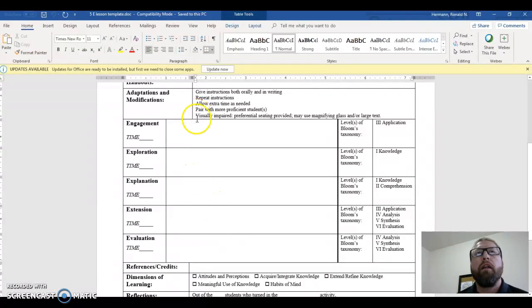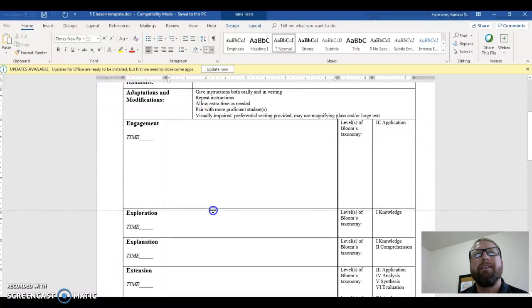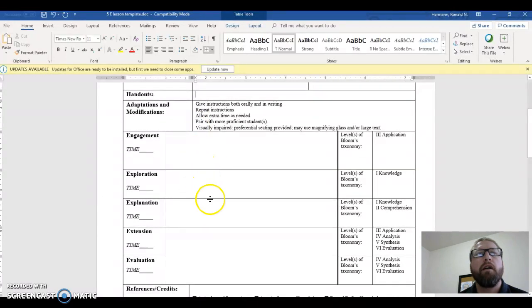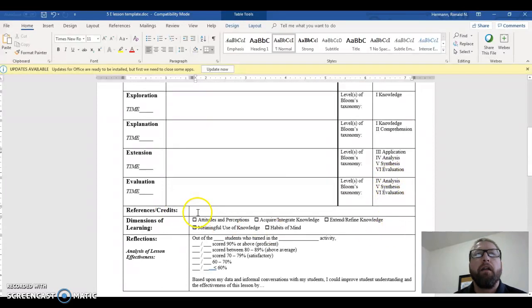And then you will write in here, and again, you can expand any of these boxes. Just make sure that the text isn't cut off at the bottom. It is a Word document, so you can do that pretty easily. On the right side is the levels of Bloom's taxonomy. I've put a couple things in here as a placeholder, but you will want to change those if they are not accurate. And then here is the references and credits, or the bibliography section. This is where you'll give credit to any sources where you borrowed information.